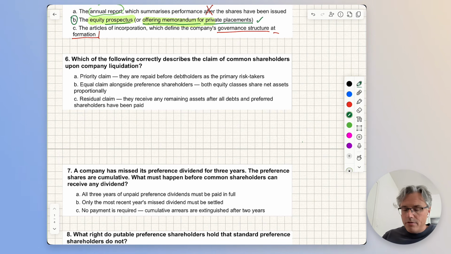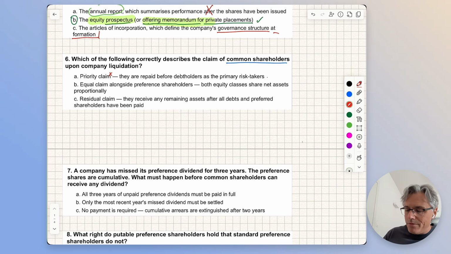Right, common shareholders, of course, are one group of capital providers. We also have preferred shareholders and the providers of debt. And there is a strict hierarchy in terms of what happens upon a liquidation, which you should already know. Common shareholders definitely do not enjoy a priority claim. Priority claim, they are repaid before debt holders as the primary risk takers.